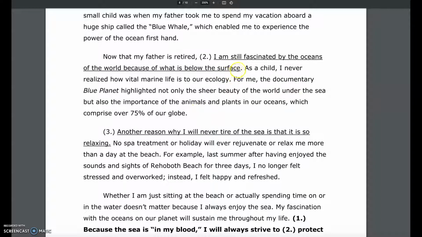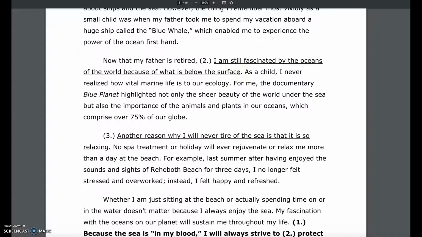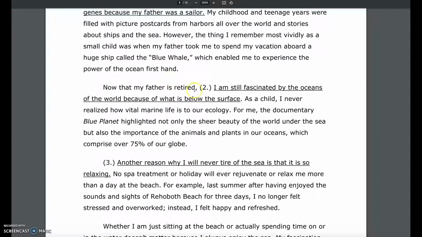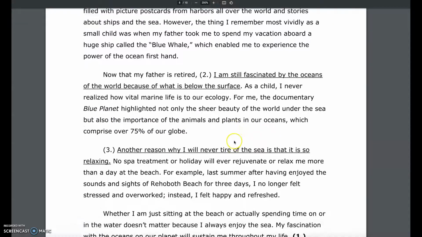So here in this topic sentence, we see that the author is going to discuss the second reason he is fascinated by the oceans, and that is the world below the surface, right? So the next sentence here is the major idea. As a child, I never realized how marine life is important for our ecology. And then the next sentence provides a minor or another supporting idea. And it mentions Blue Planet, the documentary movie, as a source of information.